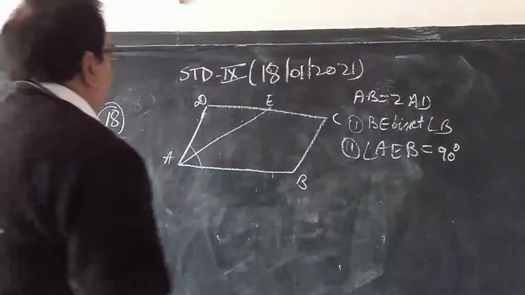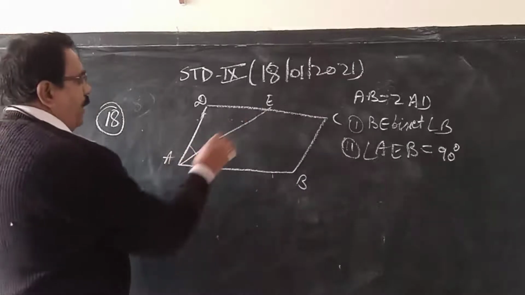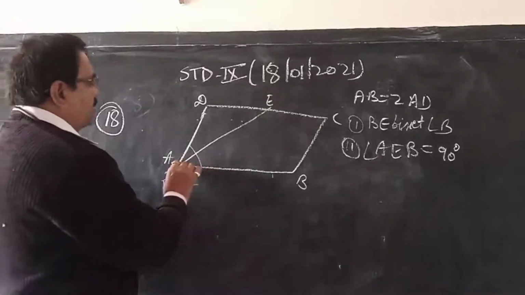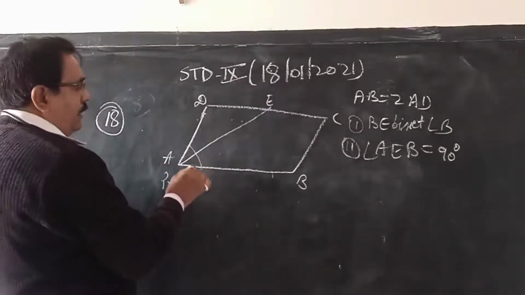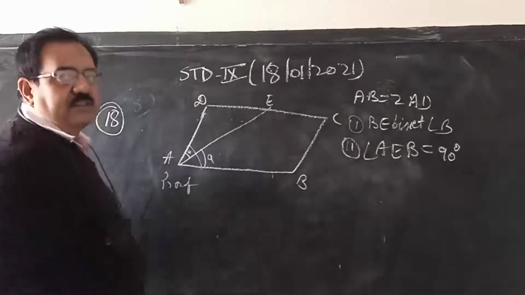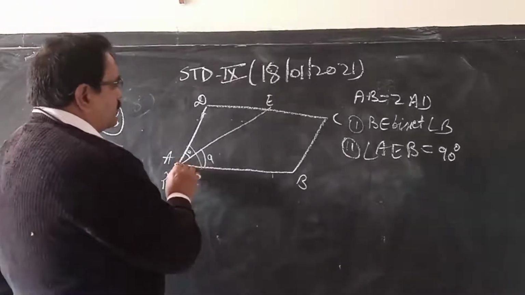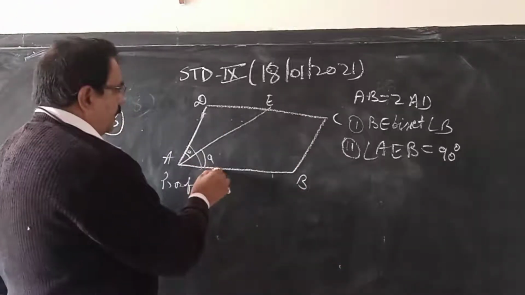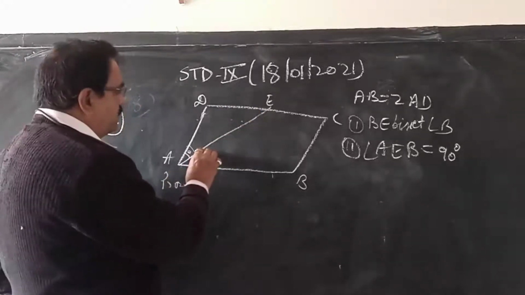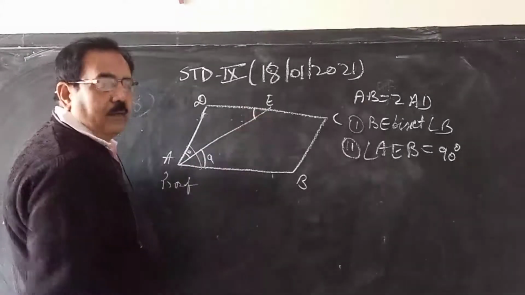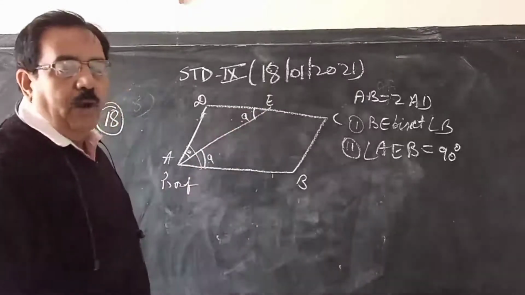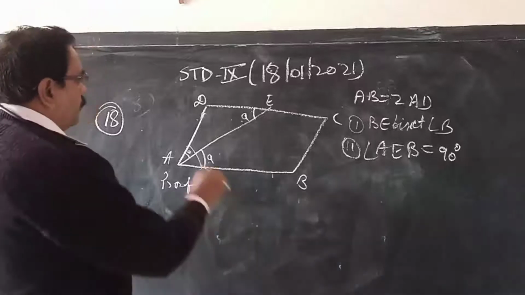First, since AE bisects angle A, I am explaining, you have to write in your own words. Let this angle be a, then this is also a, because of the bisector. Since ABCD is a parallelogram, AB is parallel to DC, and AE is the transversal. So this angle and this angle will also be equal. This is a, this is also a. Reason: alternate angles.